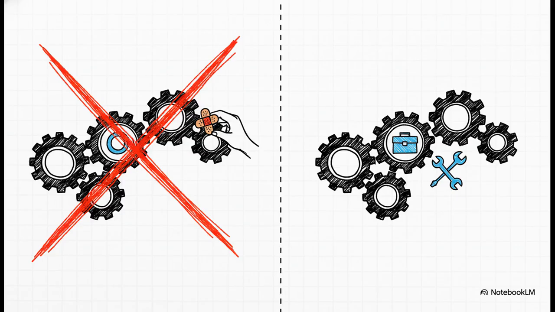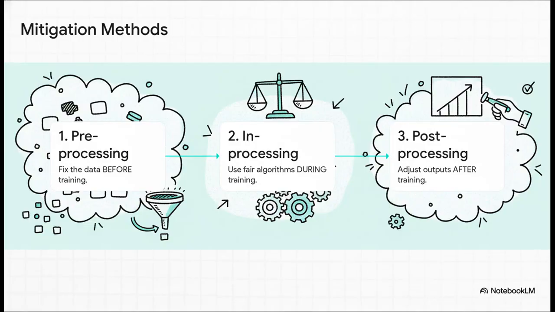And when that alarm does go off, when bias is spotted, the fix can't be some kind of band-aid you slap on at the end. The real solutions, the mitigation techniques, have to be planned and built right into your development workflow from the start. You basically have three main windows of opportunity to step in and fix things. You can do it with pre-processing, which means you fix the imbalanced data before the model even sees it.